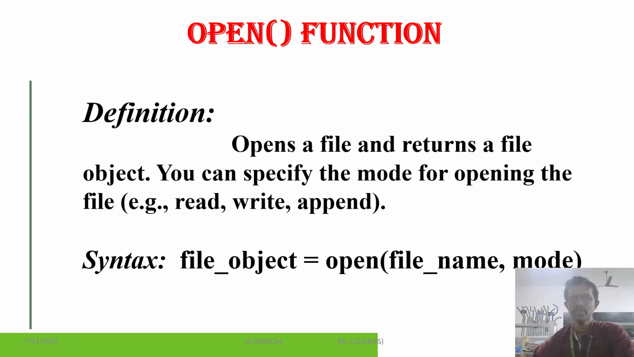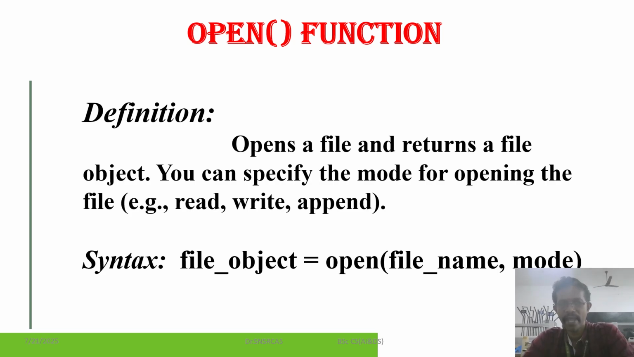Next, we will see the open function. What is the definition of the open function? It opens a file and returns a file object. So here the file object will already be there. We can open a file in order to check what information is available there, and return that information to give us an output. We can specify the mode for opening the file.